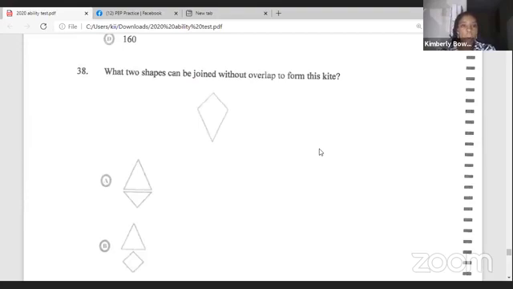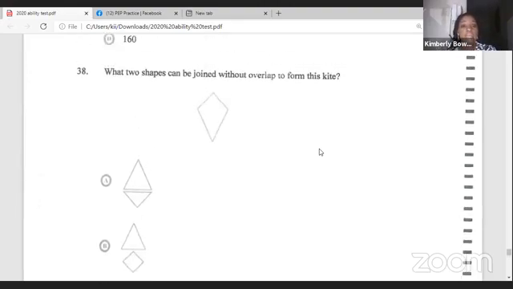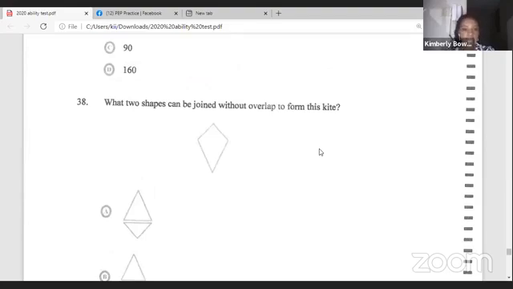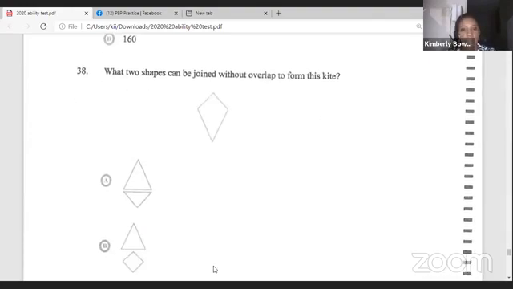Moving on to number 38, it says, what two shapes can be joined without overlap to form this kite? We're looking at the shapes A, B, C. The closest ones I'm seeing are, well, all of them are close. B would overlap. Also, D would overlap. So we're looking at A and C. C is two isosceles triangles beside each other, which gives us a diamond, not really a kite. The kite, even though it's upside down for A, is one isosceles triangle and an equilateral triangle. And that's what caused the kite to be formed. So the answer is A for 38.